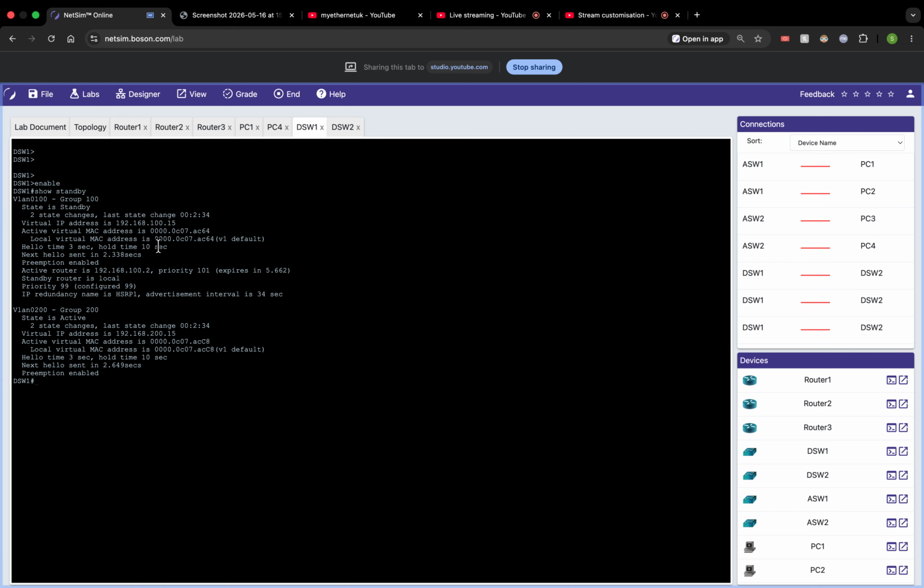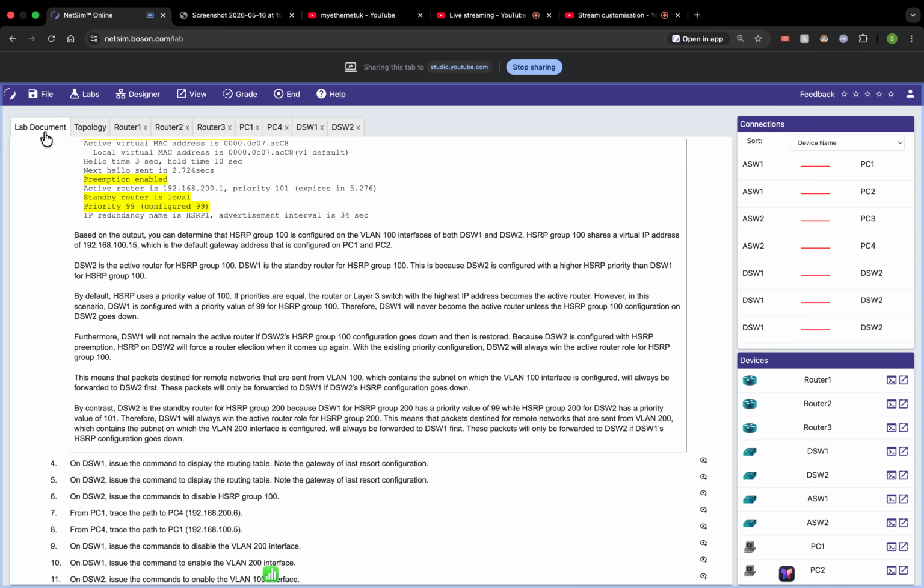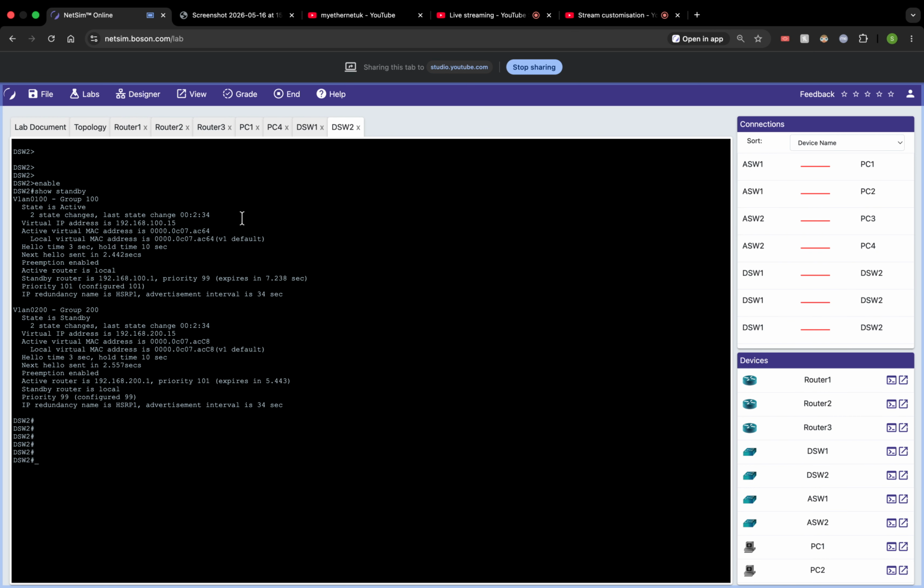So it's the active router for HSRP group 100. That's because DSW2 is configured with a higher HSRP priority than DSW1 for HSRP group 100. So I'm going to repeat that again. DSW2 is the active router for HSRP group 100. DSW1 is the standby router for that HSRP group 100. DSW2 is the active, and DSW1 is the standby because DSW2 is configured with a higher HSRP priority than DSW1 for HSRP group 100. Therefore, it's the king.